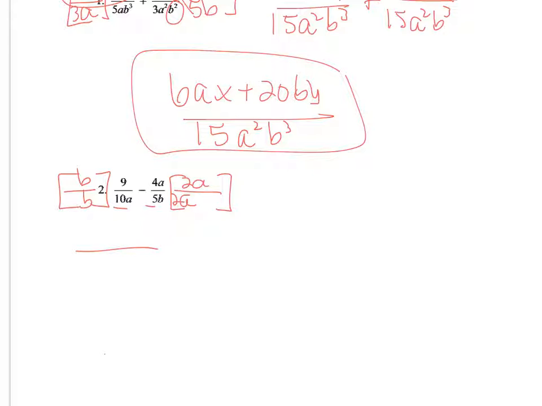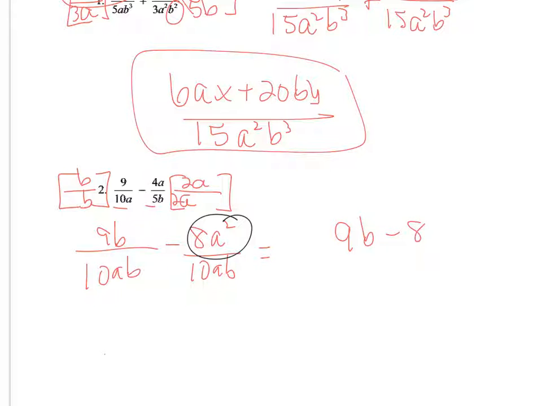So when you multiply the denominators, you get 10ab, 9b, minus 8a squared, all over 10ab. So again, you can combine like terms. Just be careful with subtraction. You have to distribute if there's an expression, like right here. If that has an addition or subtraction sign in it, you have to distribute through to both. But in this case, we just have 9b minus 8a squared all over 10ab. And that's your answer.